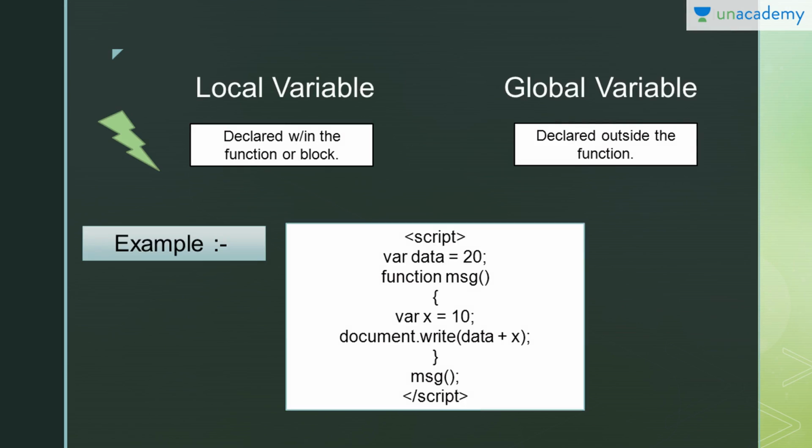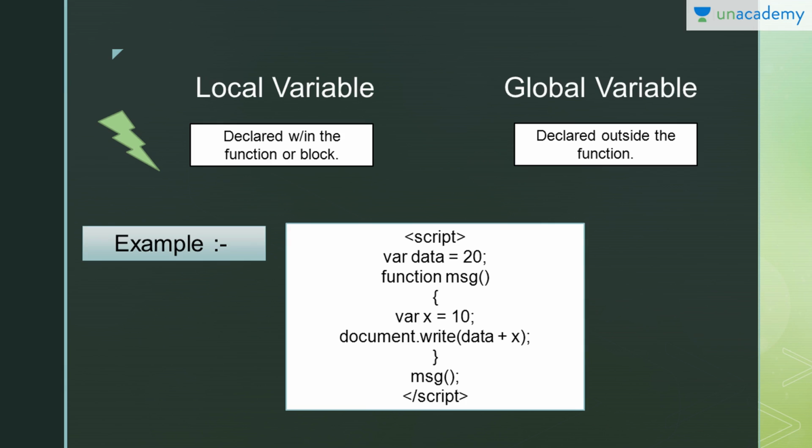Now there are two types of variables in JavaScript. The first is local variables and the other is global variables. Local variables are the ones which are declared inside a function or a block, and therefore they are accessible within the function or block only.